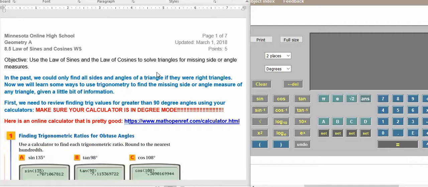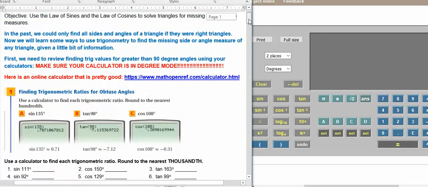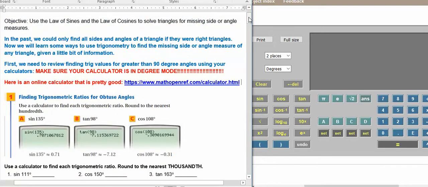We are going to be using more trig. This time we're going to use the law of sines and the law of cosines, some new rules, some new formulas to solve triangles for missing side or angle measures, and we use these when we don't have a right triangle. So up until now, we've had the Pythagorean theorem, we've had sine, cosine, and tangent. We've had different ways of finding missing sides and missing angles in a right triangle, but now we're going to learn how we can do it with a non-right triangle.